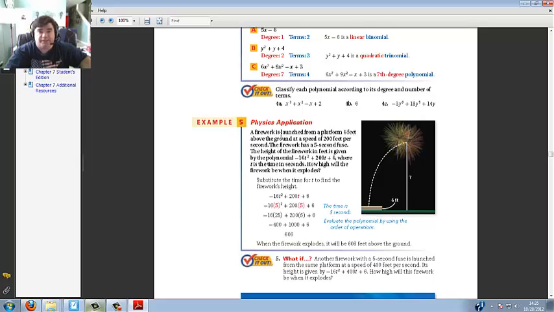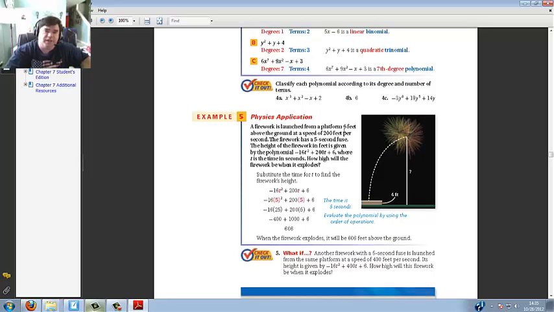Here we go, finally. A firework is launched from a platform 6 feet above the ground at a speed of 200 feet per second. The firework has a 5-second fuse. The height of the firework in feet is given by the polynomial negative 16t squared plus 200t plus 6, where t is the time in seconds. How high will the firework be when it explodes?